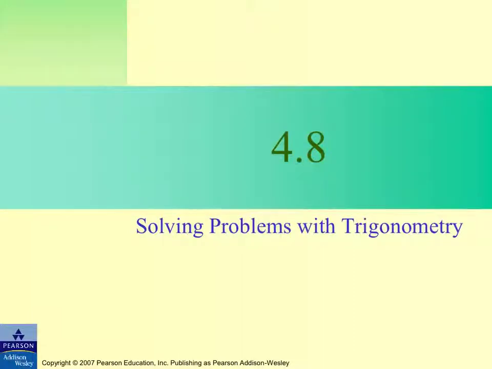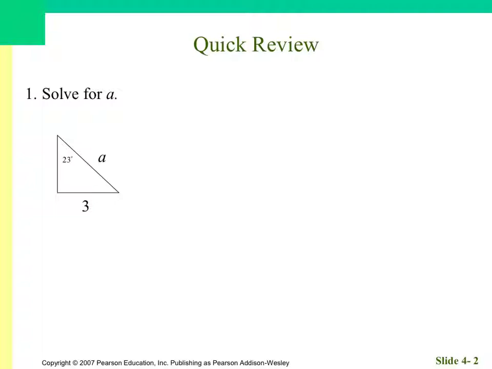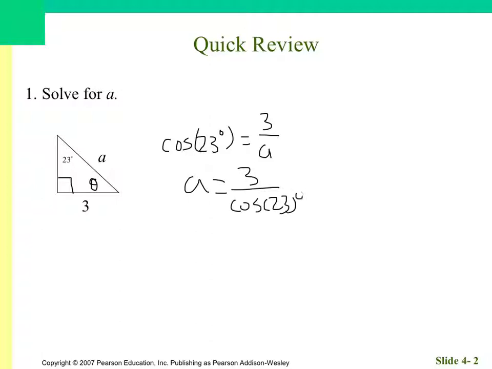Alright guys, today's goal is, the learner will understand solving problems with trigonometry. So solve for A. Well, that should be a right triangle. So let's see, if I pick this one, I have adjacent over hypotenuse, so I get cosine of 23 degrees equals 3 over A. So A equals 3 over the cosine of 23.